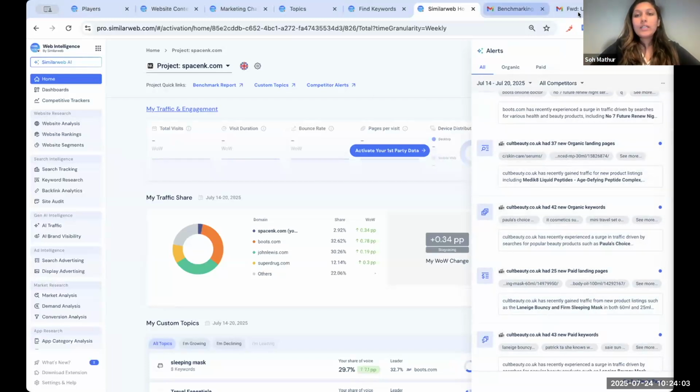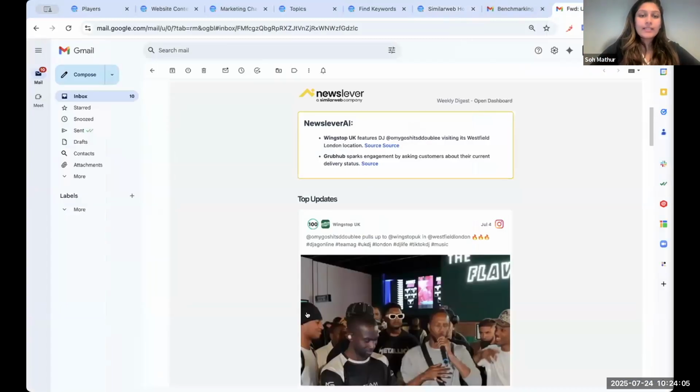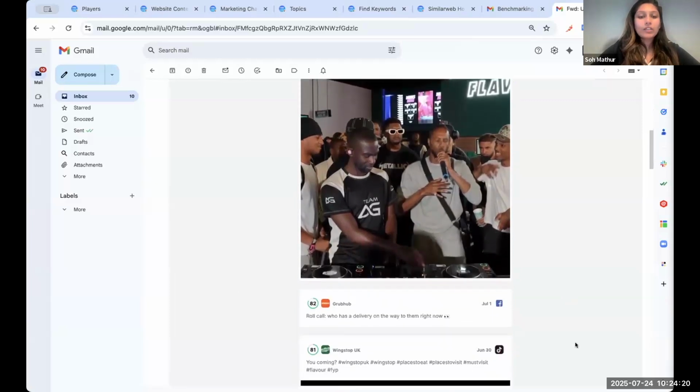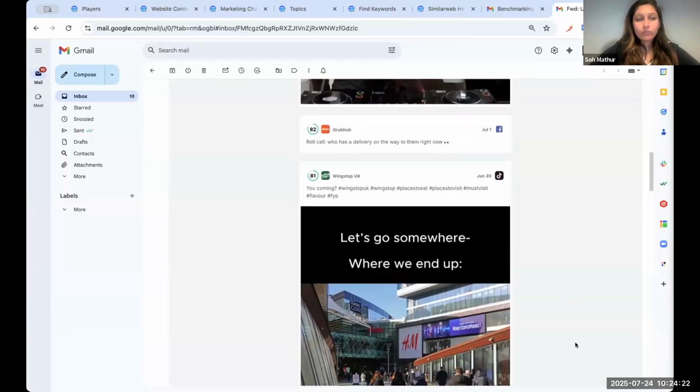And what the update would look like is something like this. So we've partnered with Newslever, and they're a Similarweb company who would give you this type of an insight email every week or so. You just need to subscribe to those alerts, and you would get to know everything that's going on in the market relevant to that category and that topic.